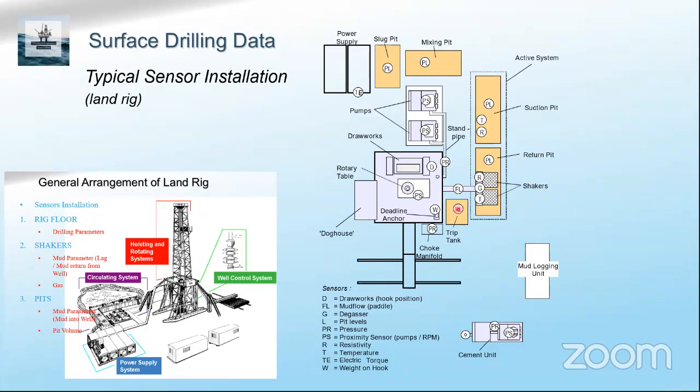So in that case, they use the trip tank. That is the whole purpose of the trip tank. This is all the same as a mud tank, but it's a smaller one. And for a closed system, you can have a closed system.